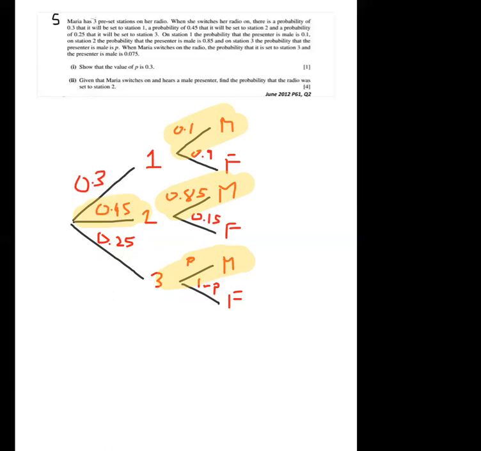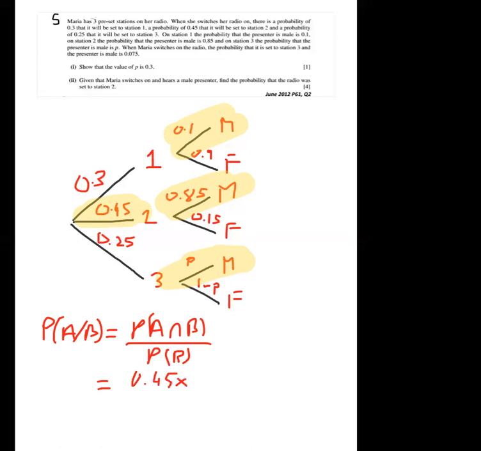So I'm writing the formula for conditional probability again. Probability of A given B should be equal to probability of A intersection B, A and B, upon probability of B. Over here, B is that there's a male presenter, and A is that it's station 2. So probability of A intersection B will be, okay, station 2 and male, so 0.45 times 0.85.